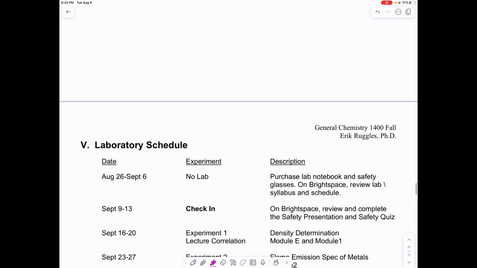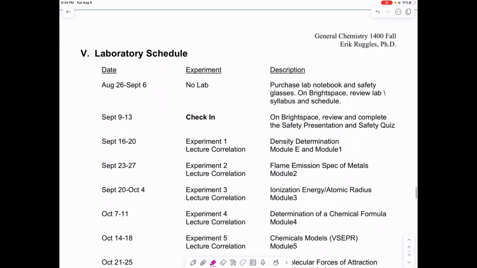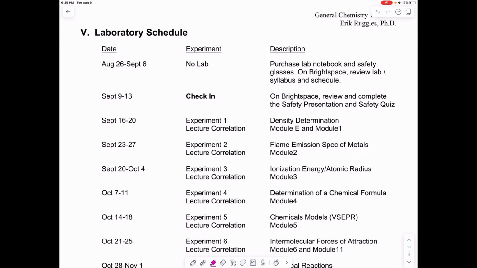And then there is the lab schedule. This is not so tentative. This is what you'll be doing from week to week. So here I just have the week-to-week scenario. Notice again, the first 2 weeks there is no lab. Sorry for that second dot. It should be just the first there. August 26th through September 6th, there's no lab.